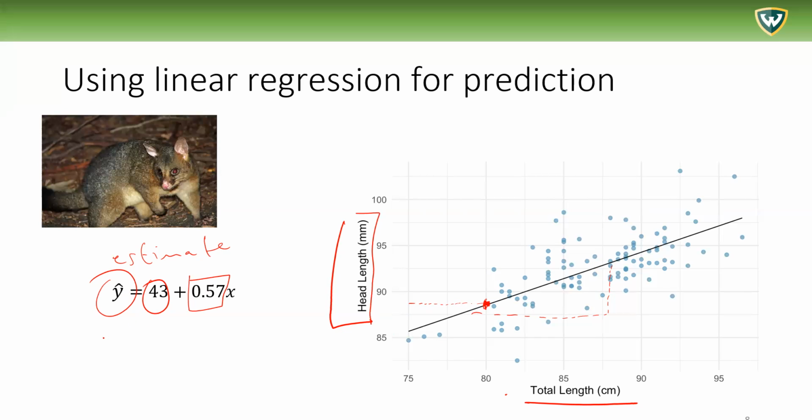But we can also calculate it directly. So it will be y equals 43 plus 0.57 times x. So don't confuse the times with x. 0.57 times 80. And then you see the result equals 88.6. We could see it sort of in the graph where it is, but we also can identify it in the line. So this is how you use linear regression to make prediction.